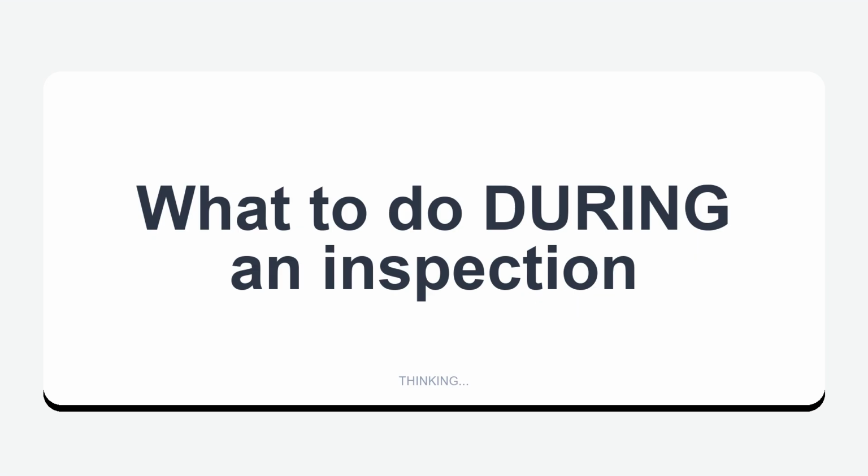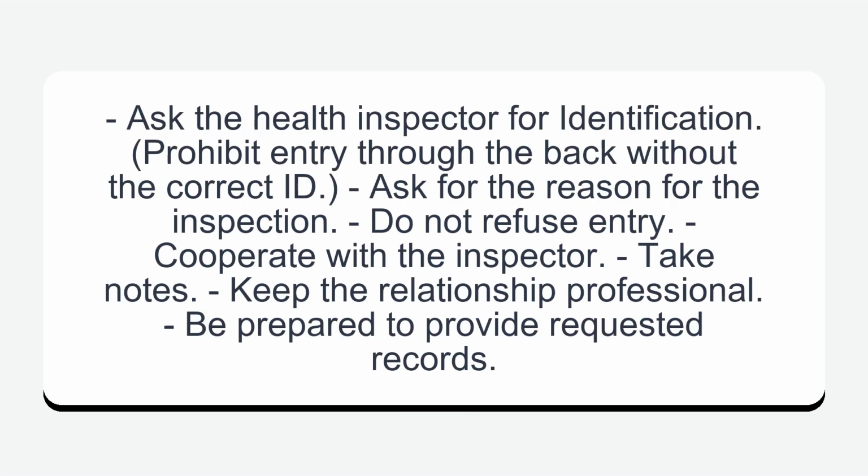What to do during an inspection. Ask the health inspector for identification. Prohibit entry through the back without the correct ID. Ask for the reason for the inspection. Do not refuse entry. Cooperate with the inspector. Take notes. Keep the relationship professional. Be prepared to provide requested records.